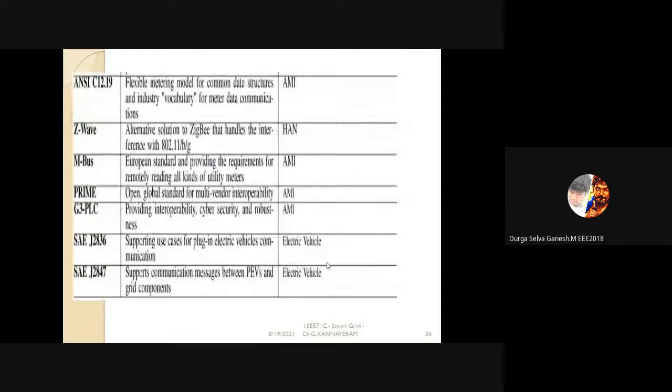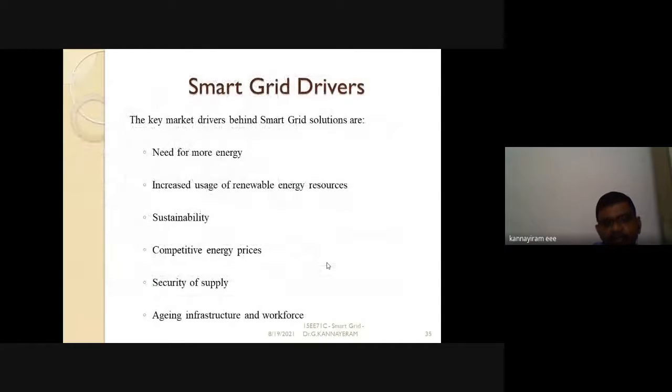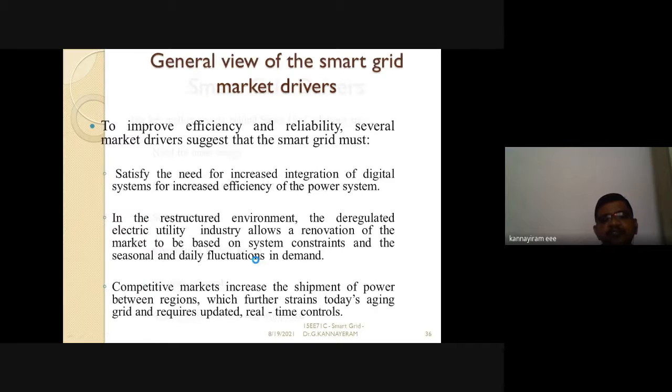Yes, sir. Okay. Then the next one is smart grid drivers. The key market drivers behind the smart grid solution are mainly the sustainability and security of supply, aging infrastructure and workforce, competitive energy prices, increased usage of renewable energy resources, and the need for more energy. These are some smart grid market drivers.